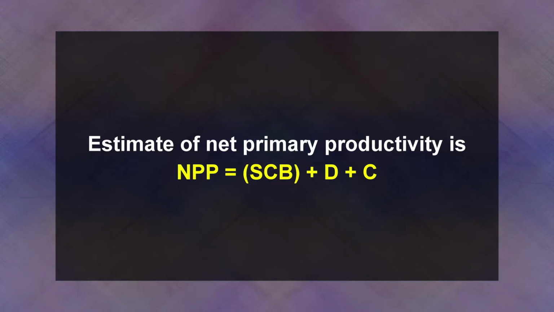Two possible losses of biomass over the time period must also be recognized. That is, loss of biomass due to the death of plants, that is D, and loss of biomass due to consumption by consumer organisms, that is C. The estimate of net primary productivity is then NPP = ΔSCB + D + C.